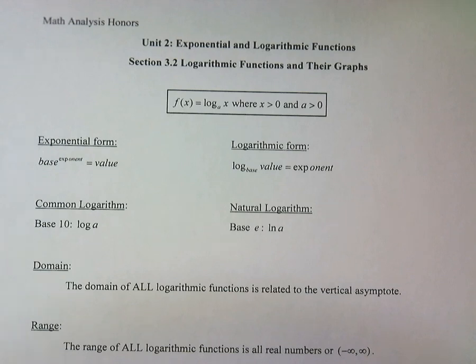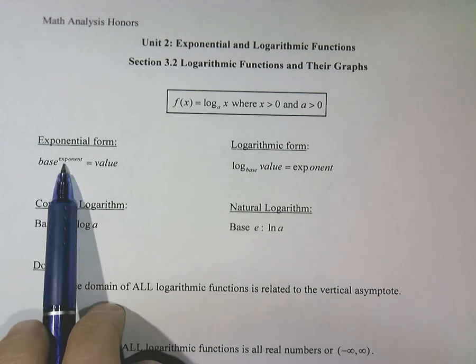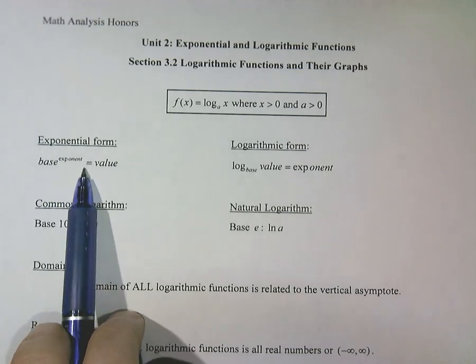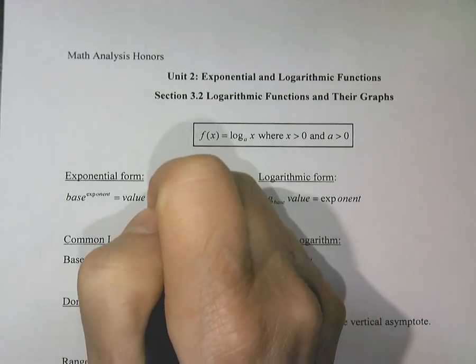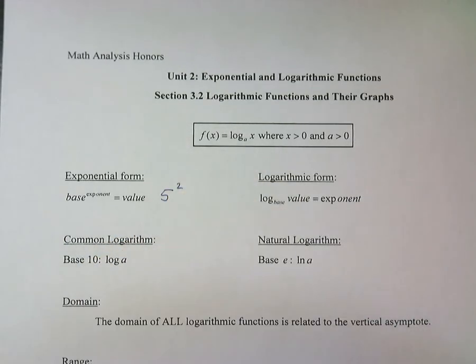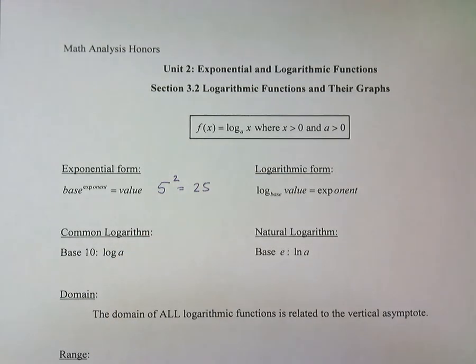Okay, the second section of Unit 2 is logarithmic functions and their graphs. Once again, I will show you in live lessons how to graph these in a little bit more detail. So in exponential form, you have the base raised to an exponent is equal to a value. So for example, I would have something like this: 5 is my base, 2 is my exponent, and then the value of that would be 25.